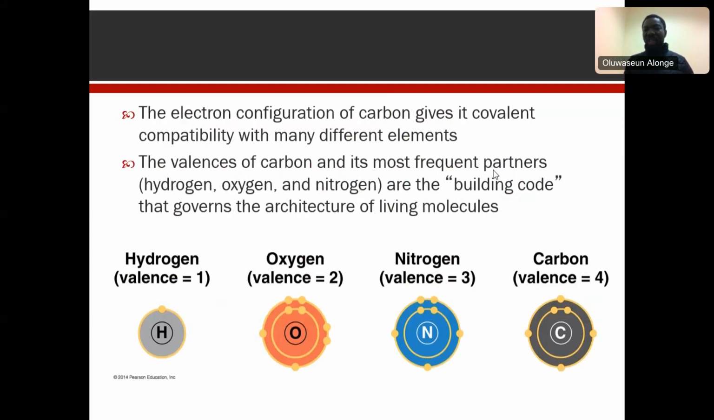And with nitrogen, they are the building code that governs the architecture of living molecules. So we're going to be looking at that. Hydrogen has a valence of 1, so that means 4 hydrogens are required to relate with 1 carbon. Then oxygen has a valence of 2, so 2 oxygens are required to relate with 1 carbon. Then we have nitrogen, then we have carbon itself there.